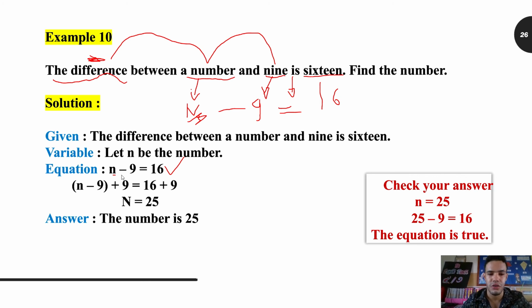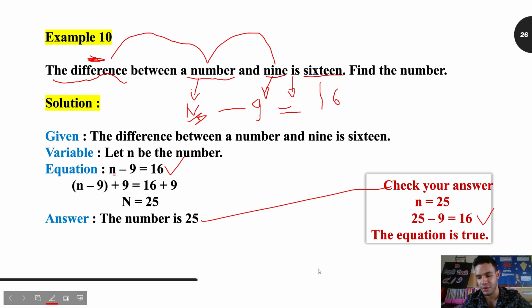So what are you going to do here? You have subtraction. Remember, if you have subtraction, you can use addition. Great. n minus 9 plus 9, and here you got 16 plus 9, so the total is 25. Okay, 25. Let's check it in the answer here. You're gonna just replace it in the equation, and then you can check if it's true or not. So here you have 25 minus 9 equals 16, then the equation is true. Okay, this is an example.